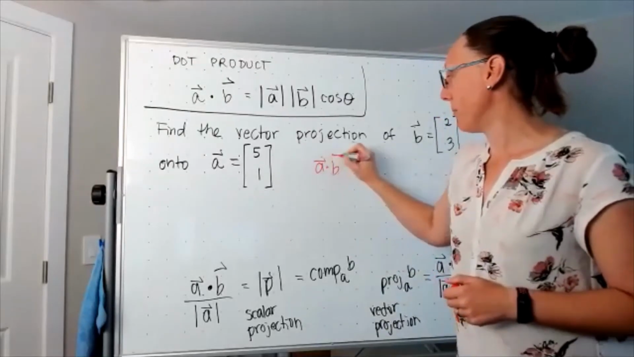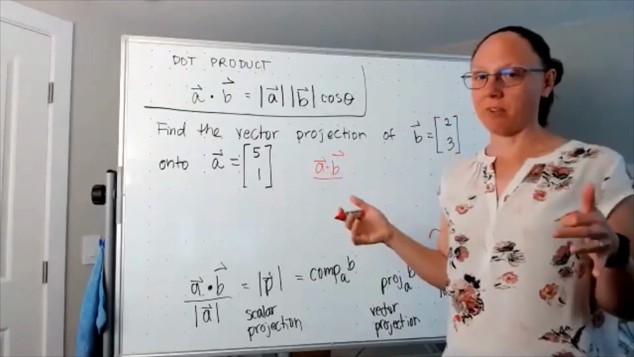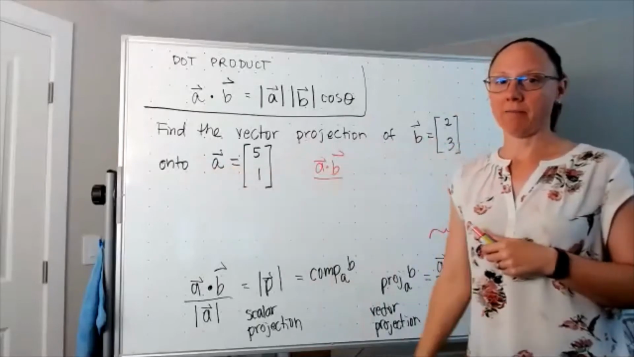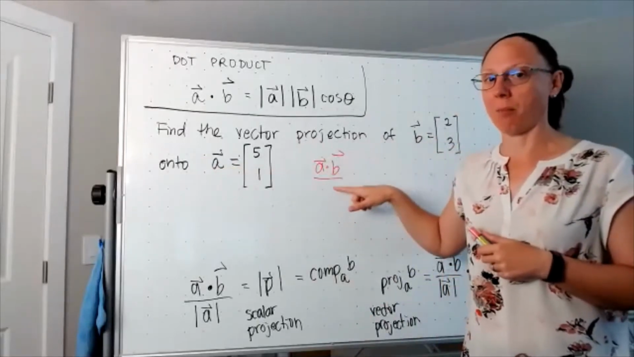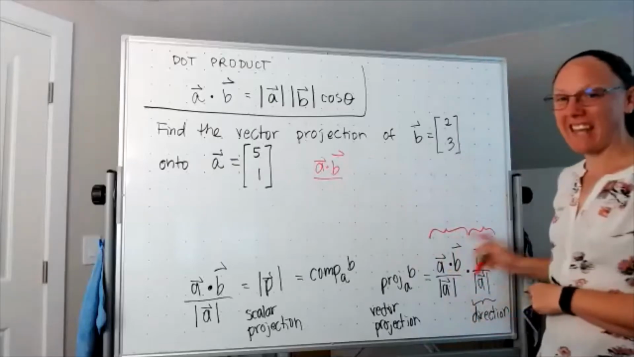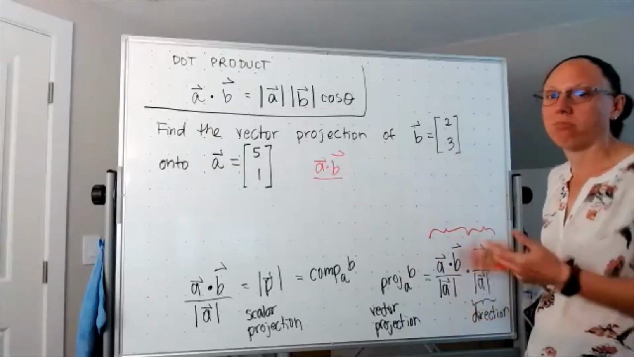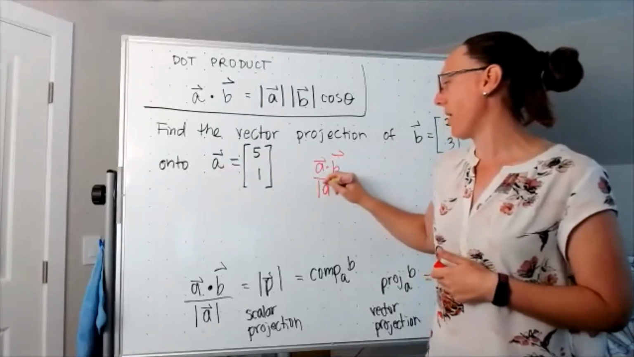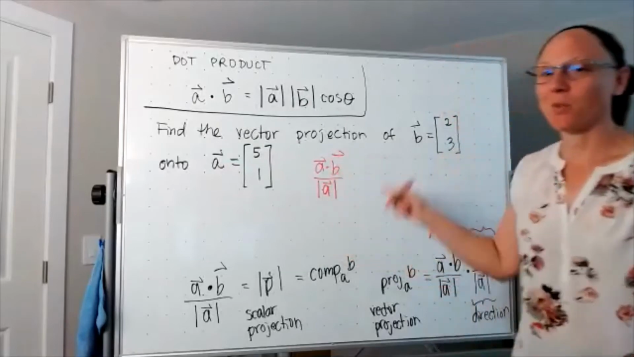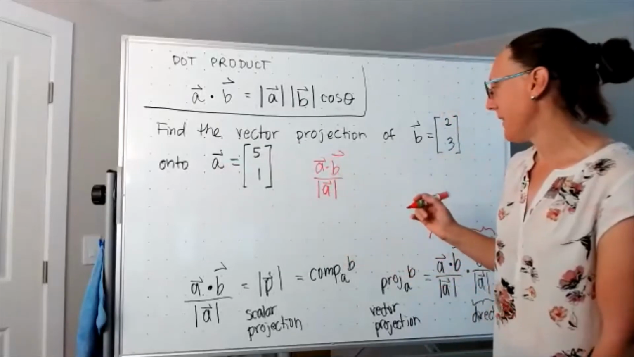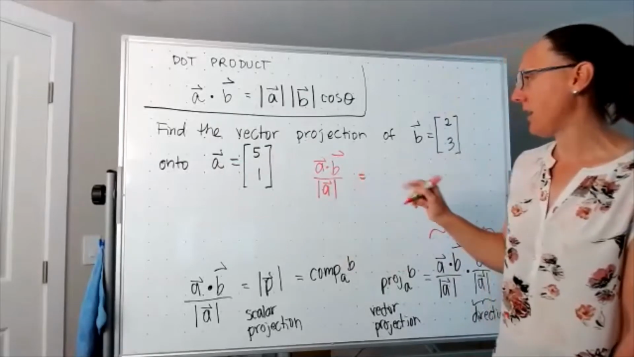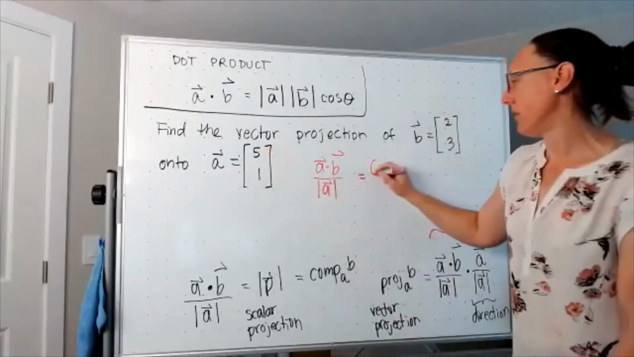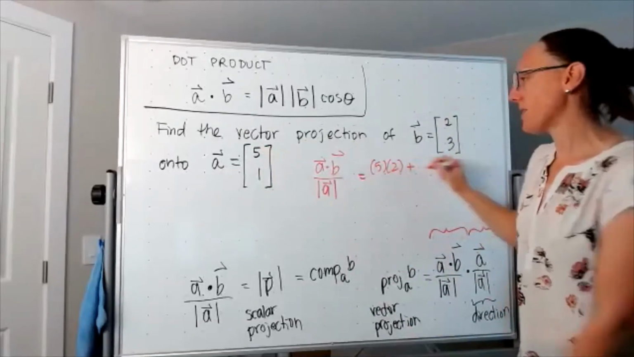A dotted with B. And then here's really how I remember it. If I'm projecting B onto A, that means it should be sitting on top of A. There's lots of A's and B's in the formula, so I just remember that if I'm projecting onto A, then it should be sitting on top of A. So this part for our scalar component would look like, if I do A dotted with B, 5 times 2 plus 1 times 3.